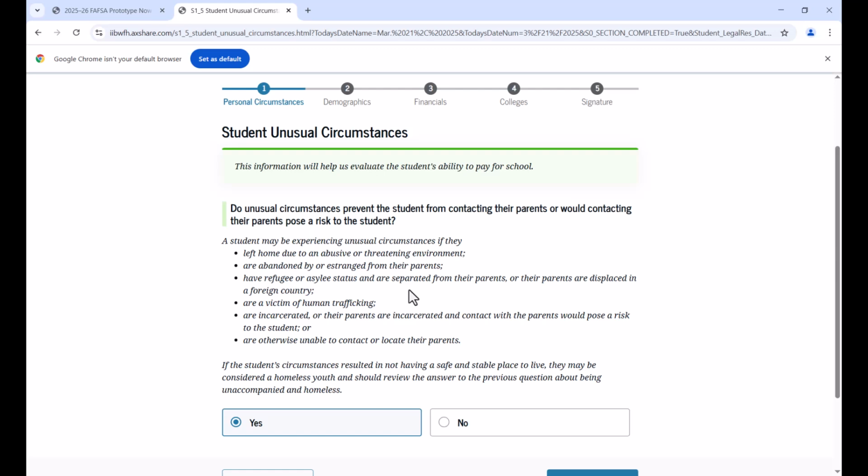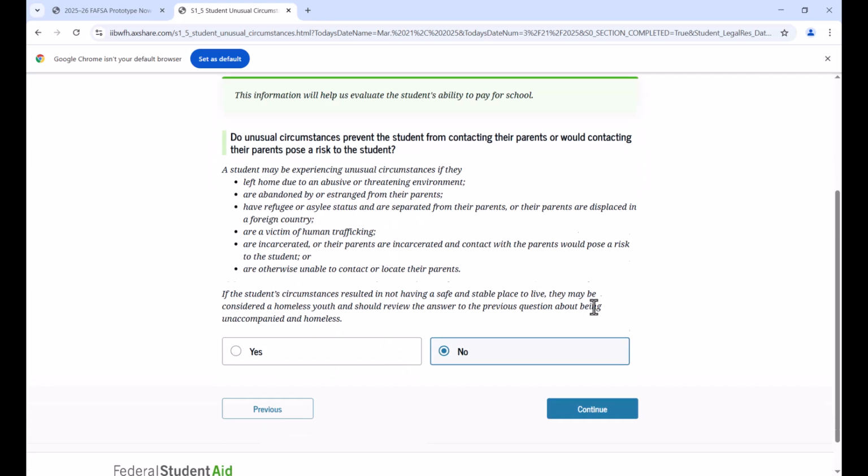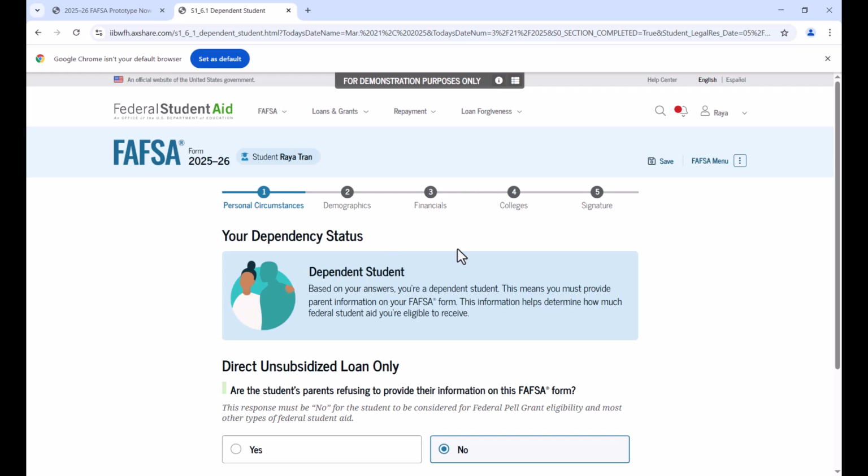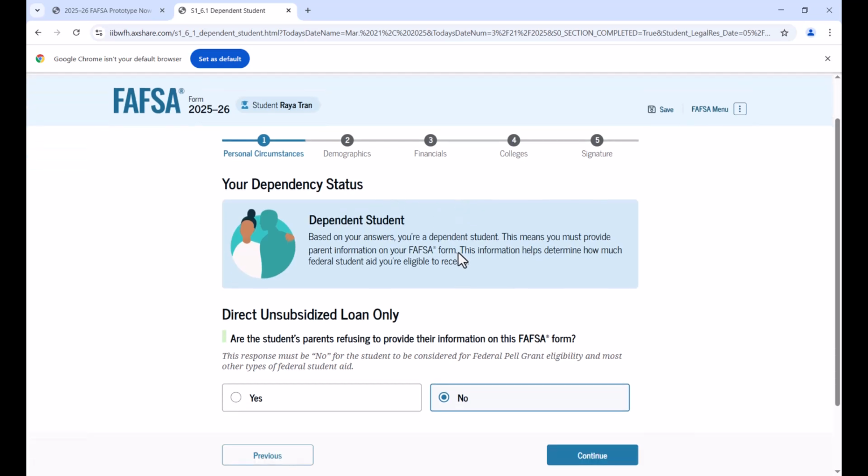So just know that if you select yes, you will be able to continue and complete and submit the FAFSA form without parental information. But if not, you will still be dependent and will have to enter parental information. So as it says here, you are a dependent student on the FAFSA form. That means that you will need to provide parents' information on this application.